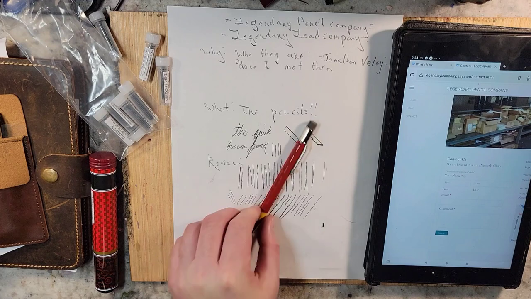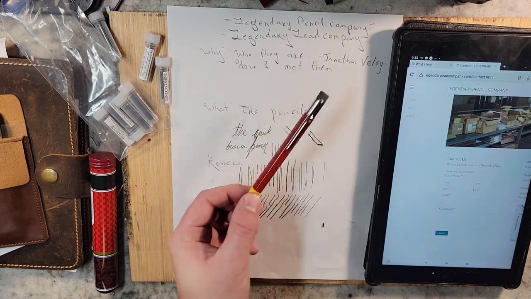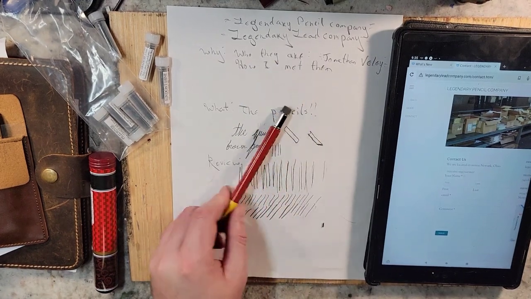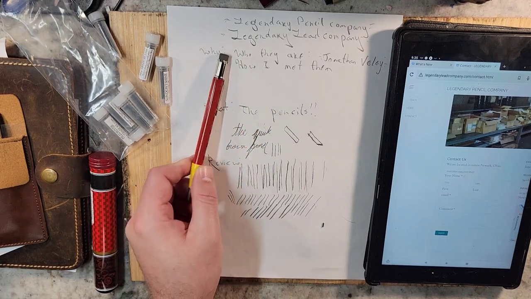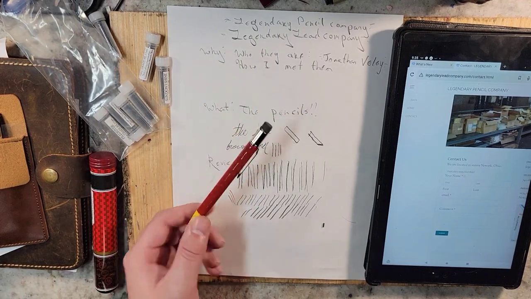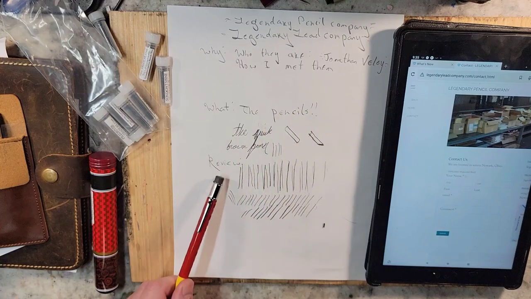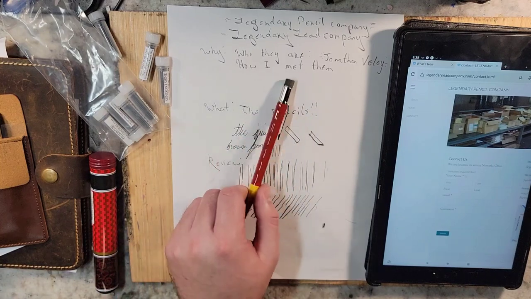Today, I wanted to do an art tool review, specifically this pencil. But I'm going to start off with why I'm doing it, talk about the what and why I'm doing a review for a pencil, and then from there, look at the pencil itself.